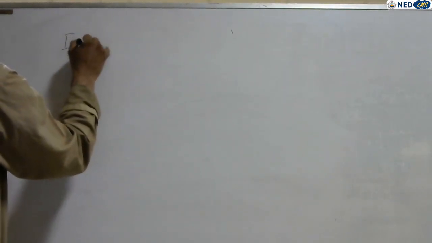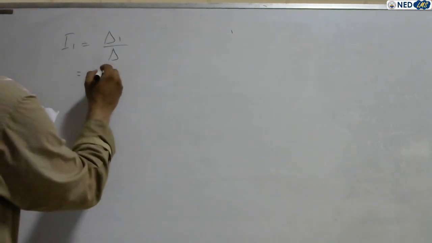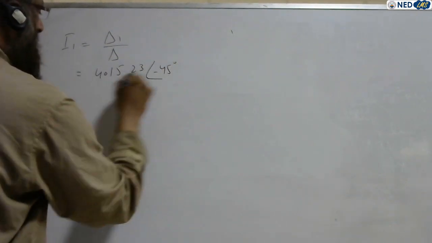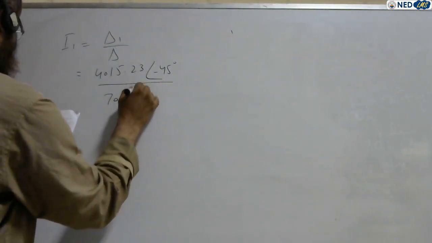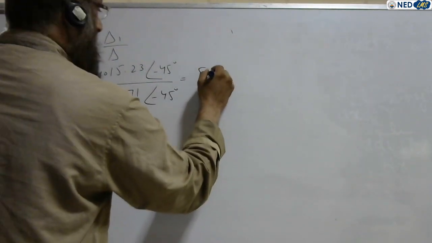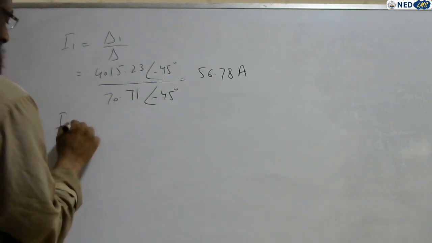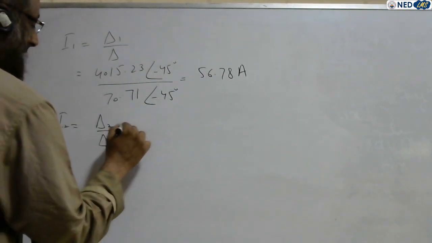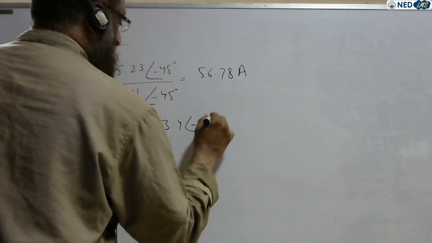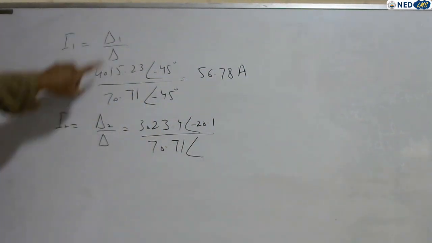So what was the formula? I1 was the ratio of del 1 over del. We already calculated the values of del 1 and del. Just put the values: 4015.23 angle minus 45 over del, that was 70.71 angle minus 45. So it comes out to be 56.78 amperes, because it is the mesh 1 current. Similarly, I2, that is the mesh 2 current, was the ratio of del 2 over del, and it was 3023.4 angle minus 20.1 over 70.71, because del is the same in both cases.